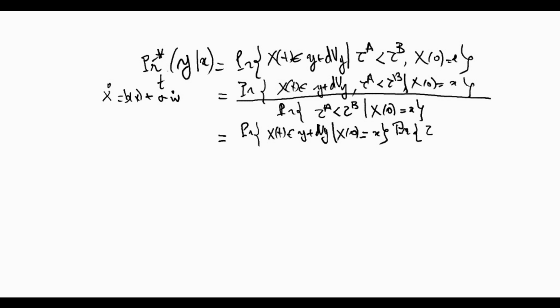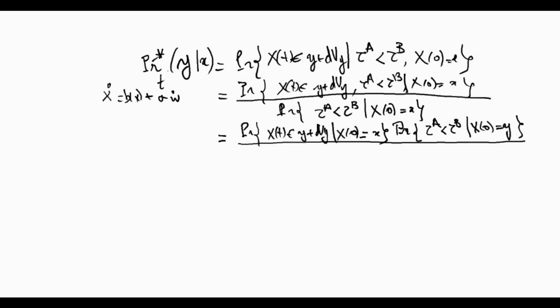So we can rewrite this as tau a less than tau b, and x, which now we can use a change of time, x of 0 equals y, because we assume that this event is the same as the one that started at position 1, and again this is correct because we have a Markovian process.